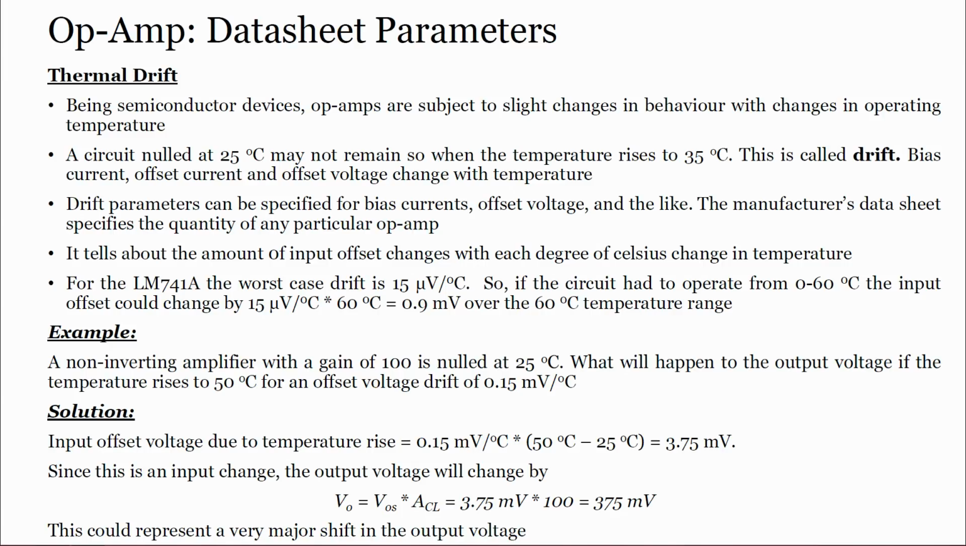Since this is an input change, the output voltage will change by VO equals VOS times ACL, or 3.75 times 100, gain of 100, which is 375 millivolts. This is a huge change or major shift in the output voltage. Thus, it is very important to understand the thermal drift, and based on the thermal drift at different temperatures, you have to nullify your op amp, or you should understand the temperature compensation circuits.